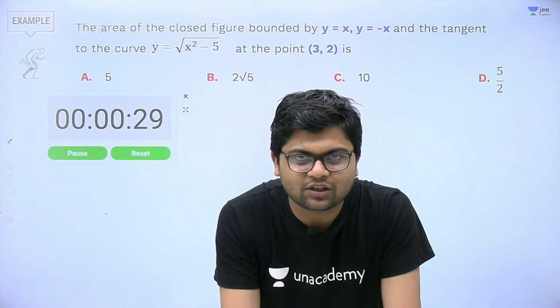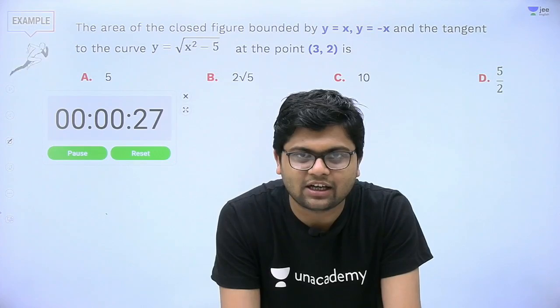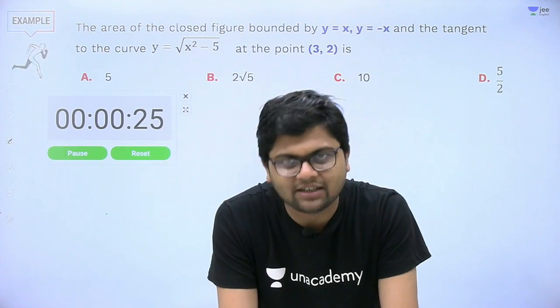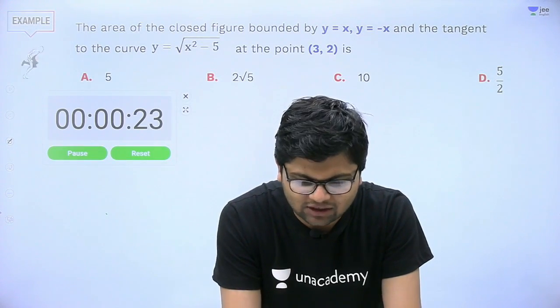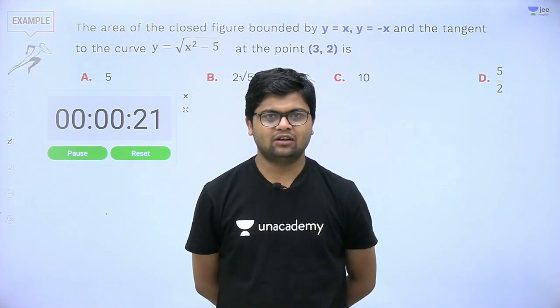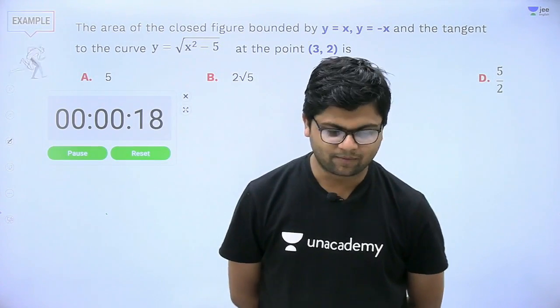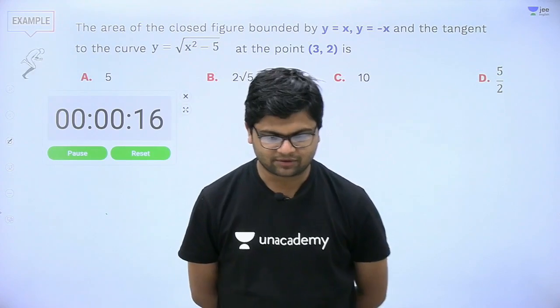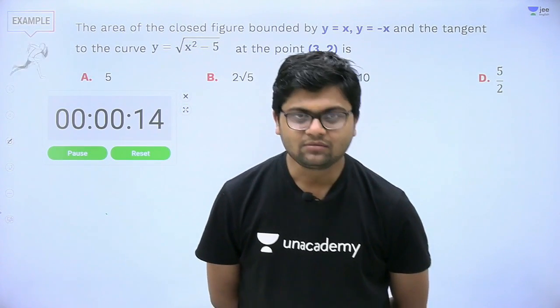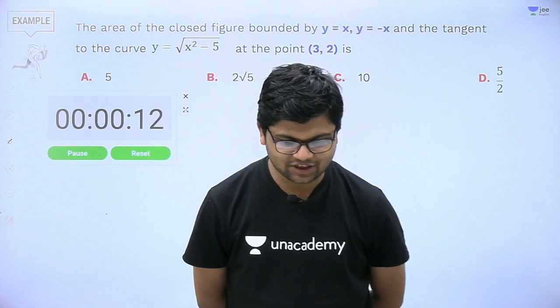The area of the closed figure bounded by y equal to x, y equal to minus x, and the tangent to the curve at the point (3, 2). We need to solve for this curve. Give me the answer in chat.